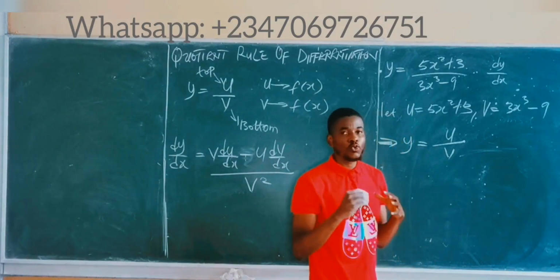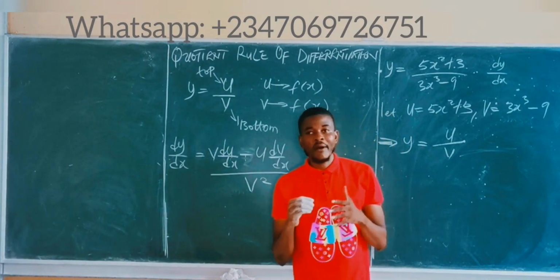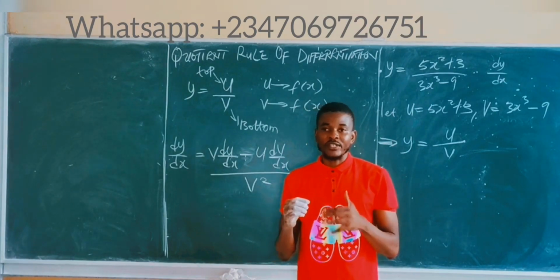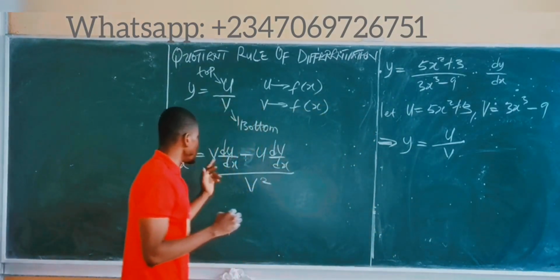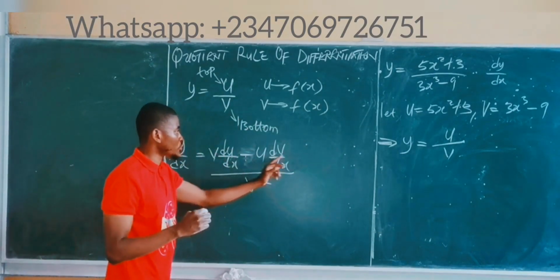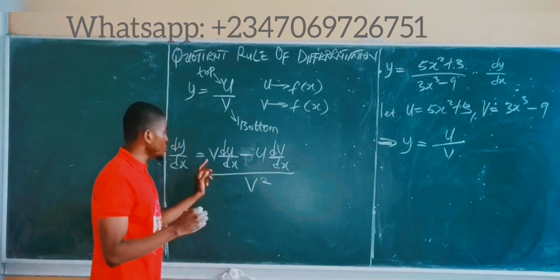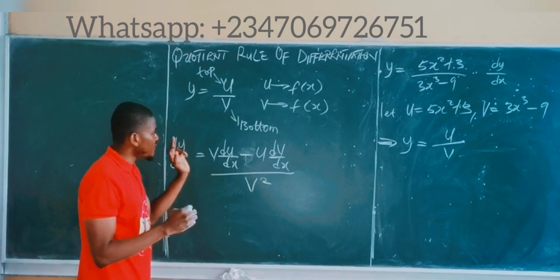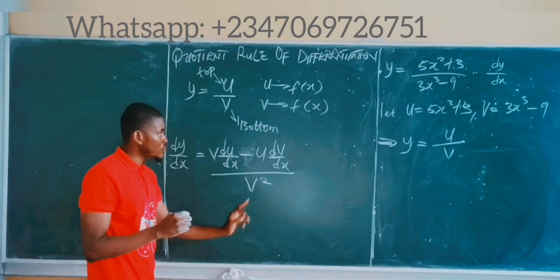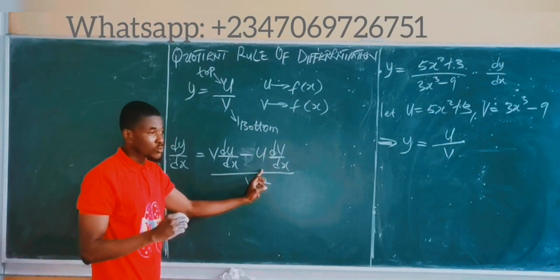So this is now quotient differentiation. We are going to apply the quotient rule to differentiate that function. We know from our quotient rule that it's bottom times derivative of top minus top times derivative of bottom, all over bottom squared. We know the bottom, which is v, and we know u. All we need to do now is find du/dx and also dv/dx. That's all we need to do.